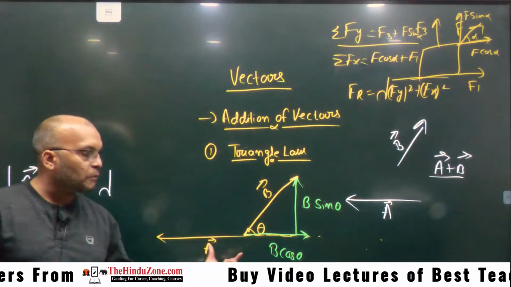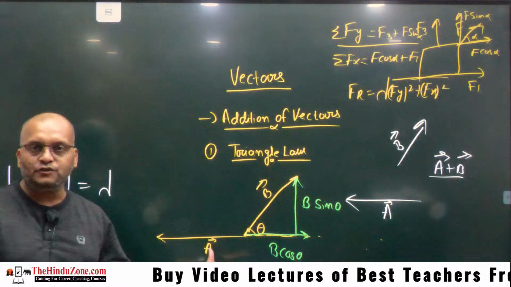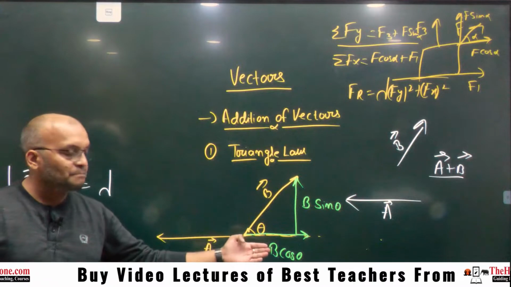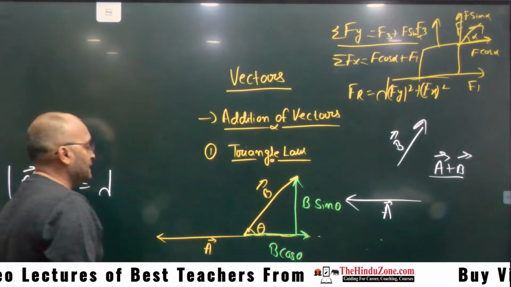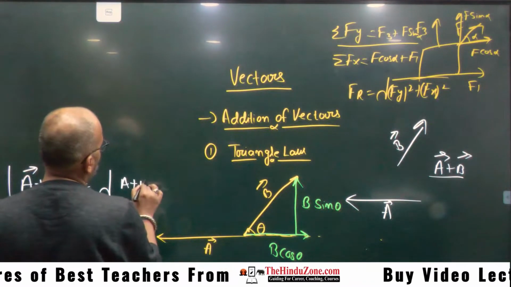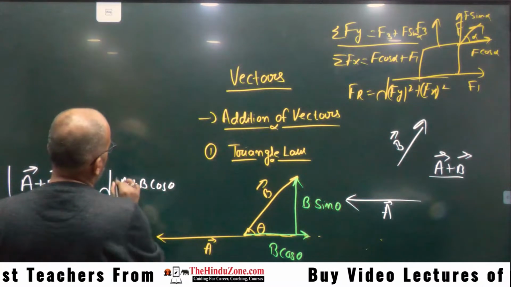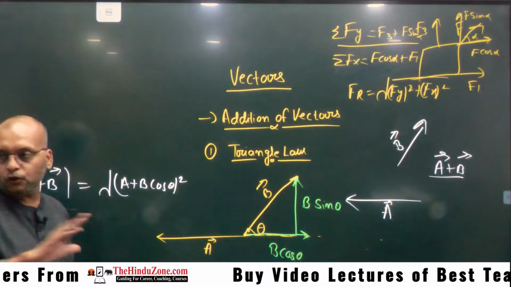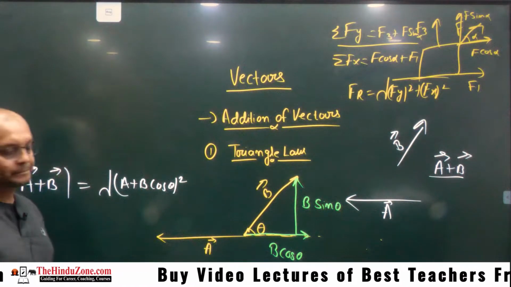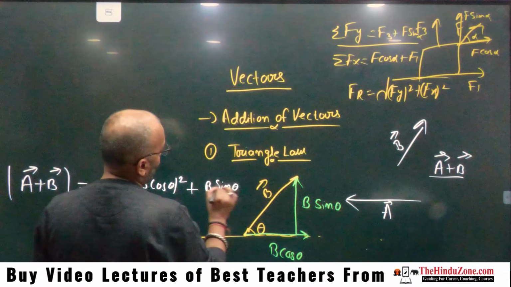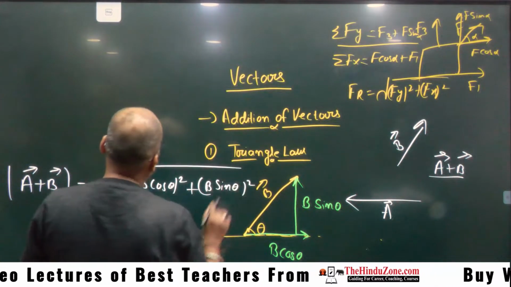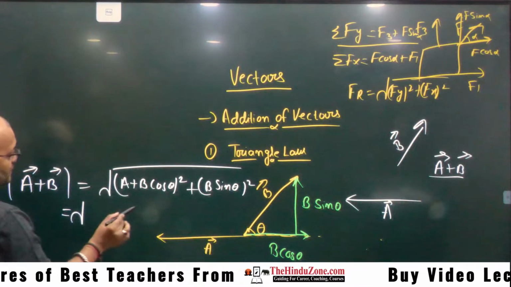So see, horizontally, what all is present? If I talk about horizontal, A is present horizontally. But what is this B cos theta? Extension of A only? Yes or no? Right. So A plus B cos theta, this is the entire A along the horizontal axis. What is vertical? B sin theta.